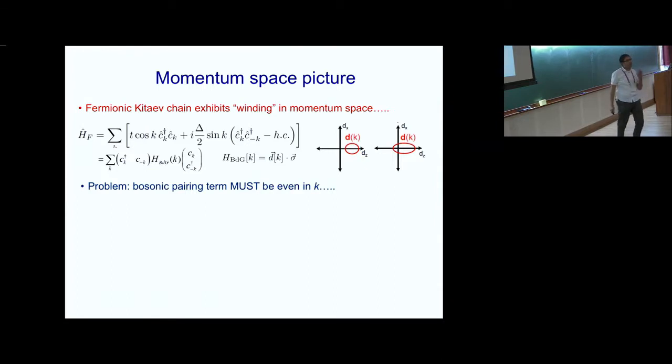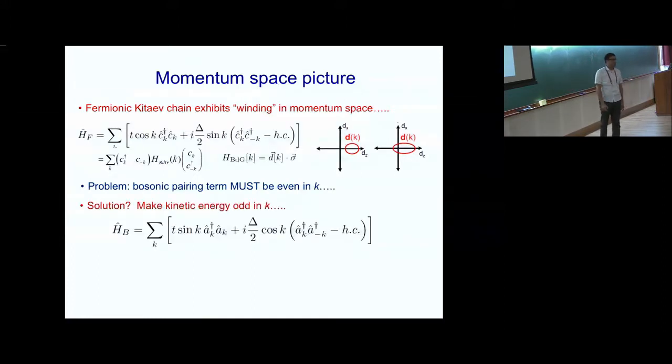Okay, so what goes wrong with the bosonic case? In the bosonic case, a term like this, C dagger k, C dagger minus k, if k goes to minus k, that's exactly the same term, right? Because the bosonic operators commute with one another. So in the bosonic case, this term here can't be a sine k, it's got to be a cosine k. So now from the point of view of topology, this would be super boring, right? If both terms go like cosine k, I can never get any winding in this plane here. So it looks like we're stuck, there's nothing interesting to do.